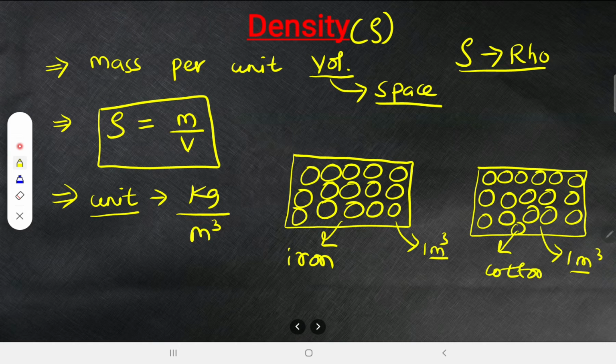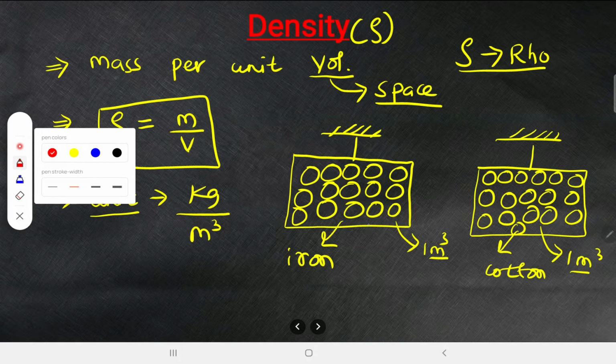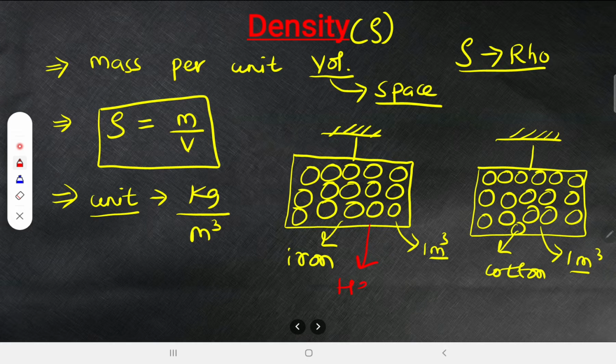Now if you hold both of these, if you hold this and if you hold this, which one will feel heavier? Please tell me. Definitely this one will feel heavier, no? Yes or no? It feels heavy, and definitely this one is going to feel light. So what does it mean? It means in 1 meter cube of this space, maybe you are accommodating how much mass? Maybe let us take this as 20 kg.